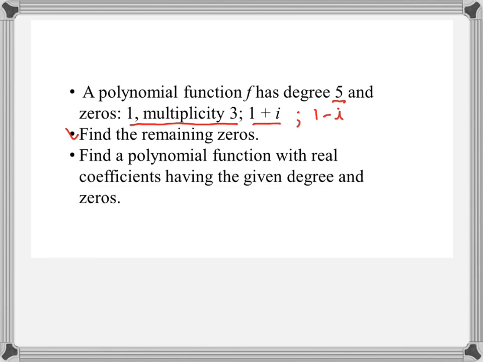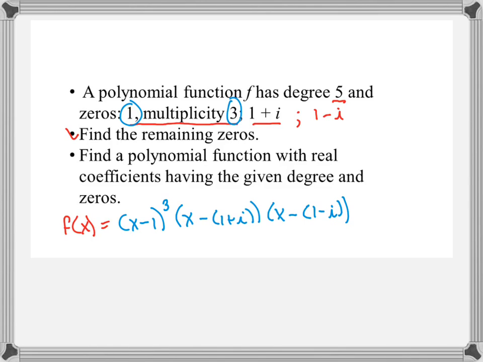Now we need to find a polynomial function with real coefficients having degree 5 and those zeros. So we will build it by forming the factors. The zero at 1 gives us x minus 1. Multiplicity of 3 means I have that factor 3 times, so to the 3rd power. And then I have a factor of x minus (1 plus i), with 1 plus i in parentheses. And I have a factor that is x minus (1 minus i), with 1 minus i also in parentheses. We need to multiply these out, which sounds easier than it is.